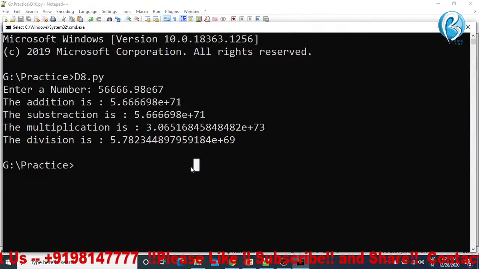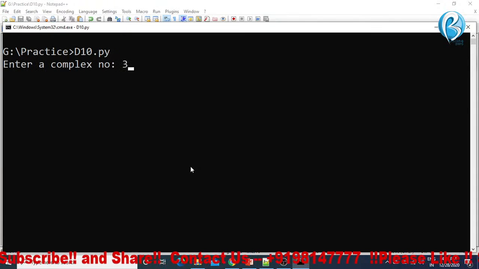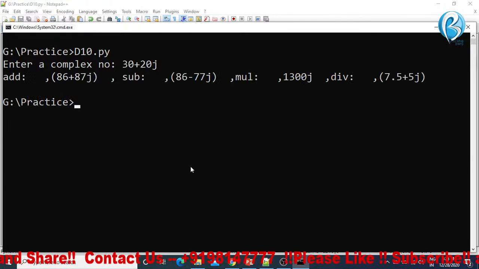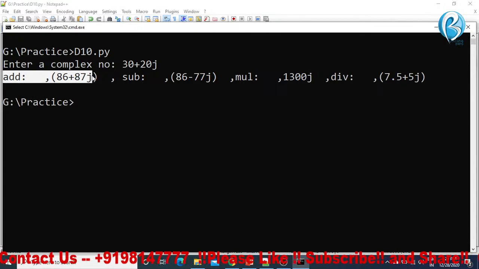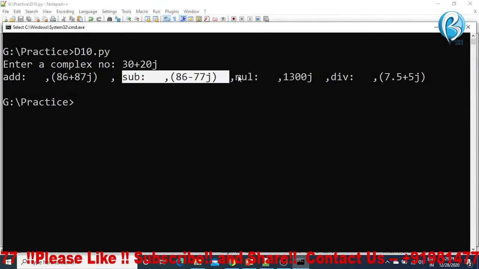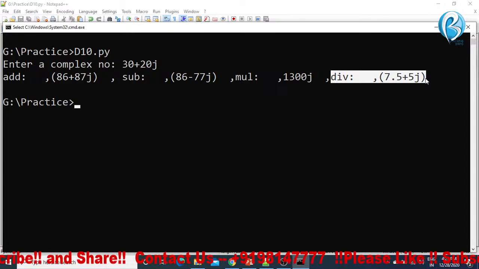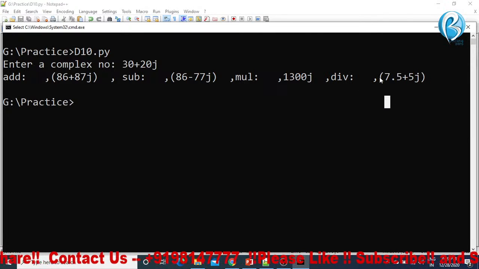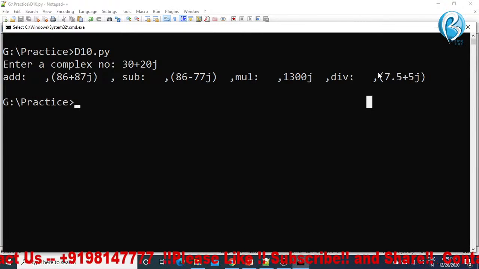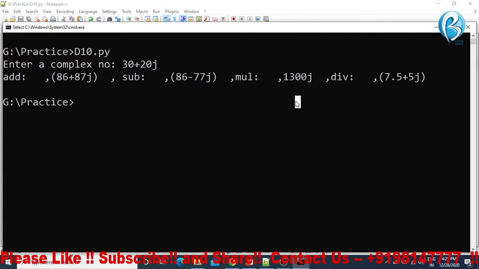So CLS, then d10.py. So the complex number is 30 plus 20j. So the addition is 86 plus 87j. Subtraction is 86 minus 77j. Multiplication is only 1300j. Division is 7.5 plus 5j. Okay. Division is given in brackets, parentheses, right? So multiplication is 1300j. So what is 1300j?